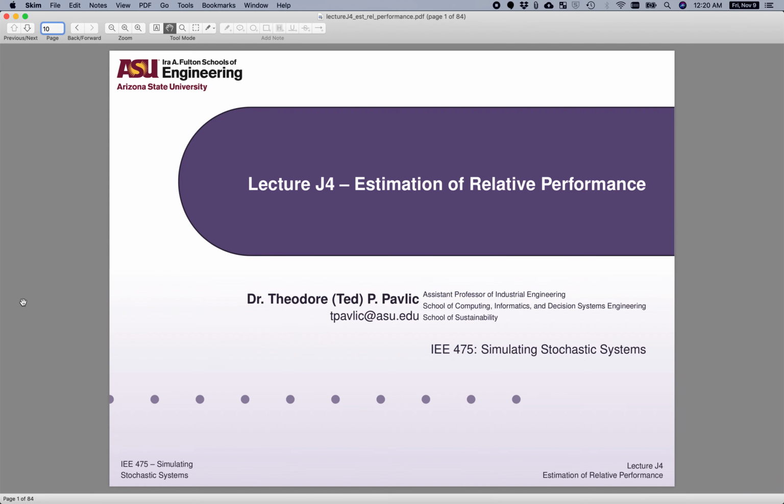Lecture J4. Now we are moving from the estimation of absolute performance, where we measure a particular value coming out of a sim and we evaluate its absolute value. So we're not comparing it to anything. We're actually saying that this is a good estimate of, for example, the number of people that are held in line for longer than we want them to be held in line for.